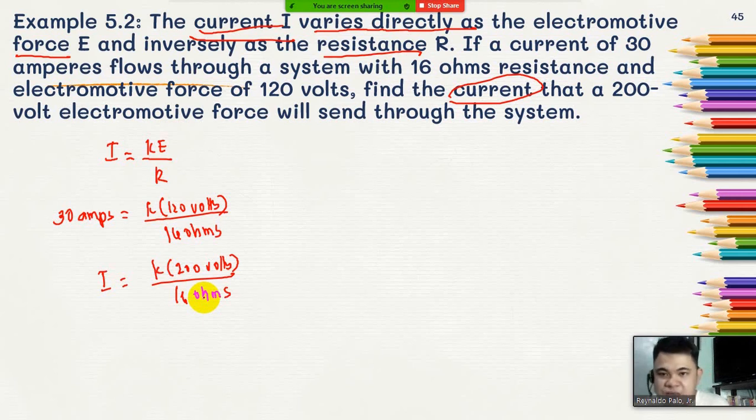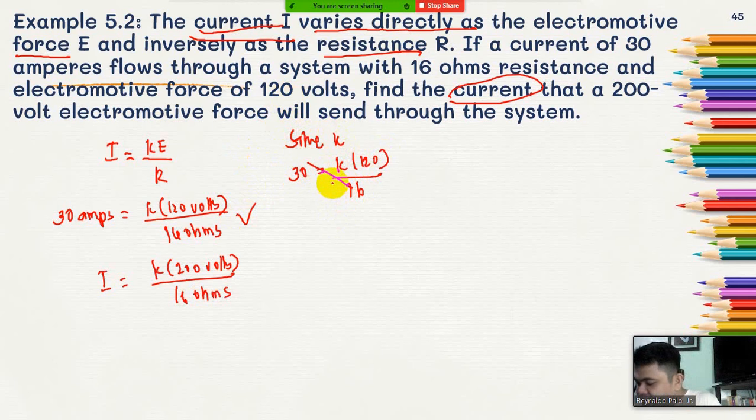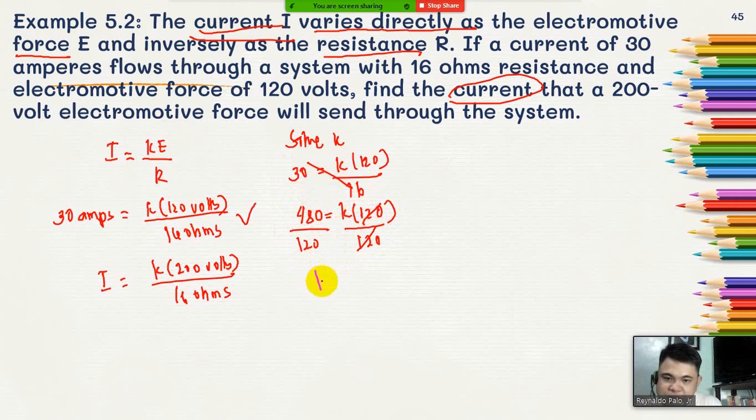Then the next thing is we need to solve for the value of K using the first equation. 30 equals K times 120 over 16. Next we cross multiply: 30 times 16 is 480, equals K times 120. Then divide both sides by 120. So this becomes 1, and 480 divided by 120 is equal to 4. This will be the constant that we're going to use so that we can solve for the second value of the current.